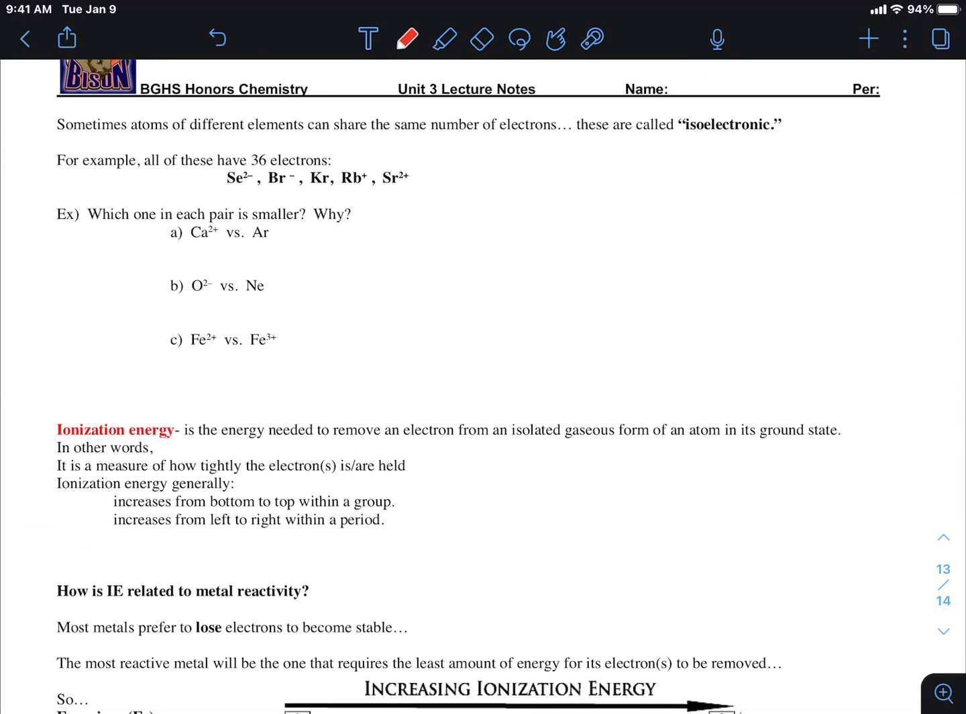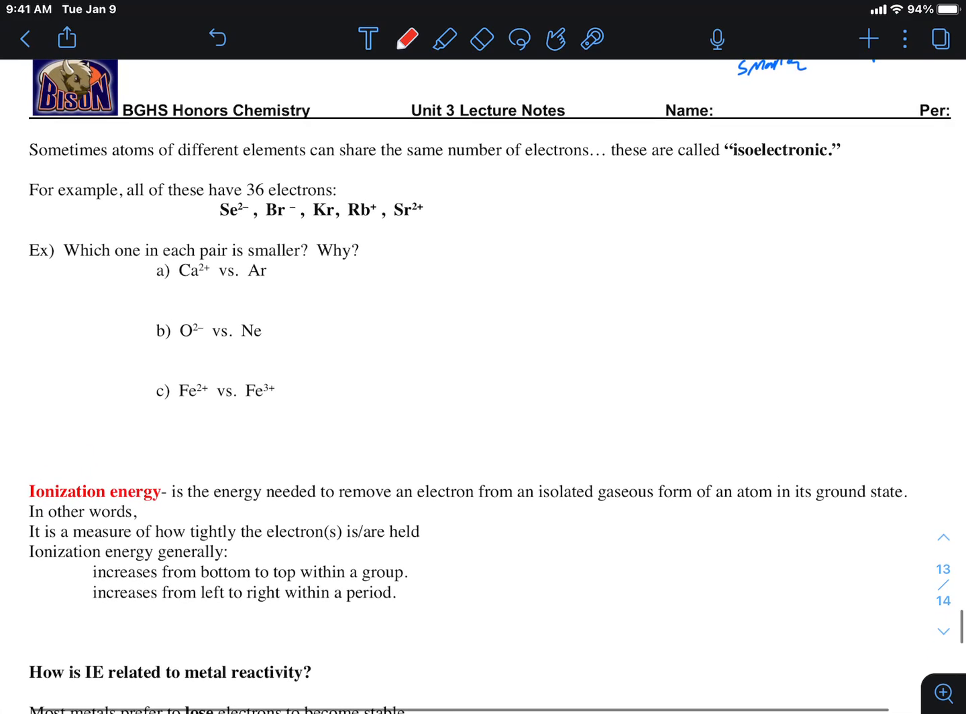Now let's talk about comparisons. There's this term, isoelectronic, and the prefix iso means the same, and electronic is referring to electrons. So isoelectronic means they have the same number of electrons. And this is actually pretty common. This happens a lot.